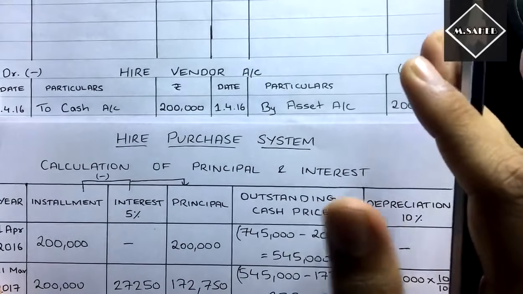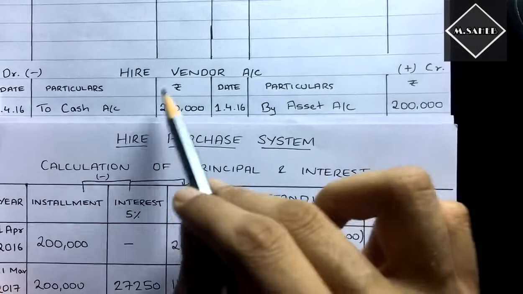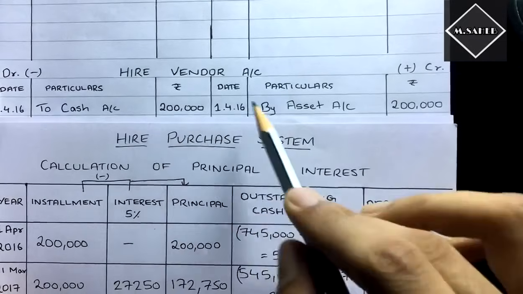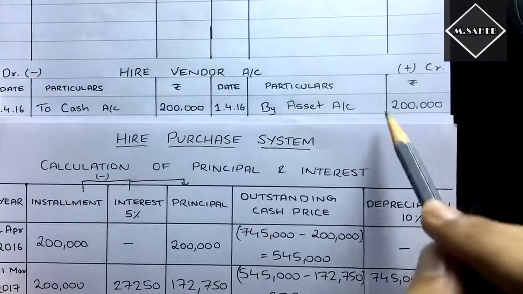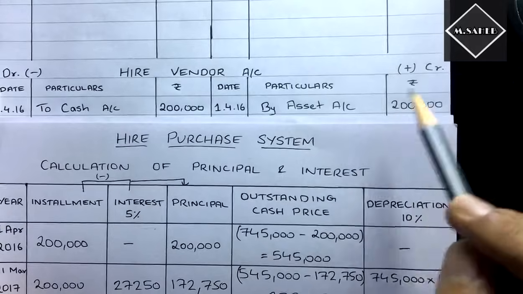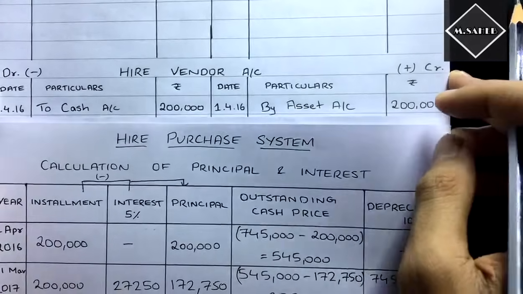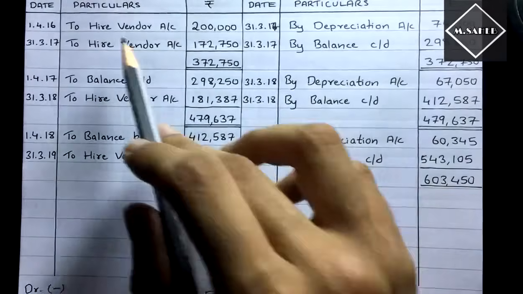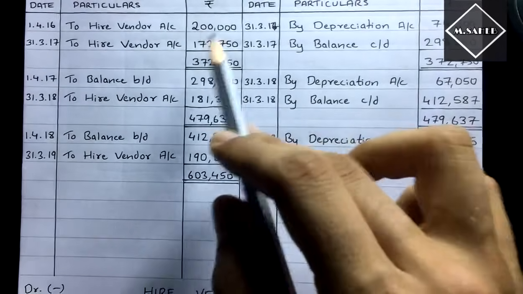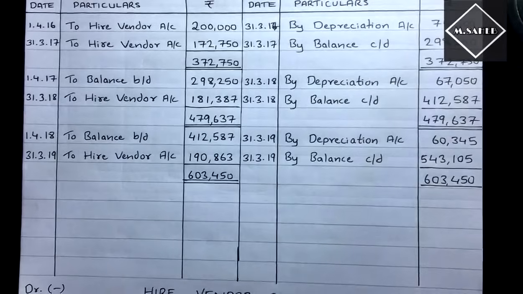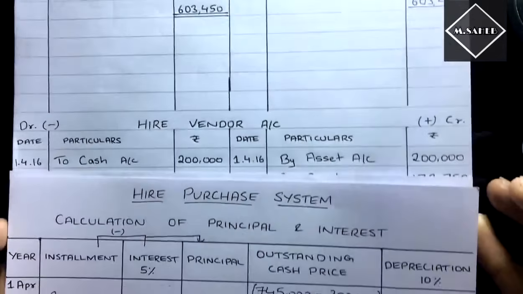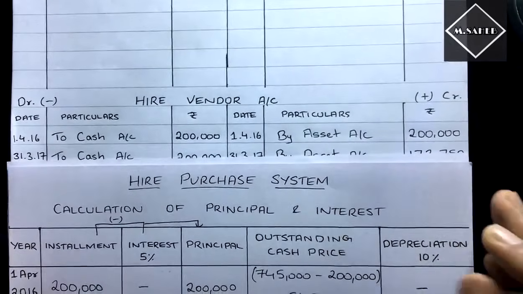Simple, right? And in this, the entire amount was the principal amount, so it will come by asset account 2 lakh. This is also the cross posting, okay? Cross posting from here, see, to hire vendor account 2 lakh. Entire principal amount, right? Because in a down payment there is no interest, so the entire thing will come over here by asset account 2 lakh.